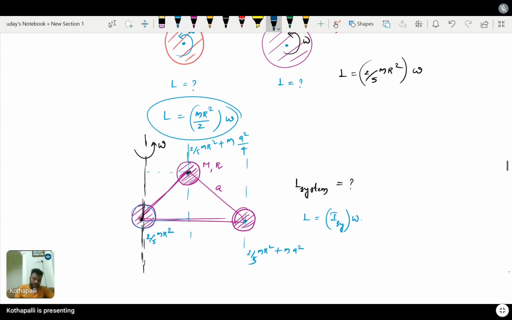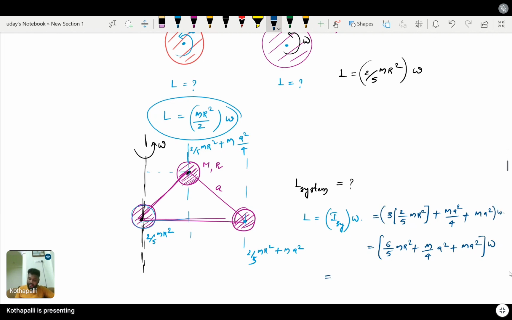a square. The total moment of inertia will be 2 by 5 mr square, 2 by 5 mr square, 2 by 5 mr square. How many times? 3 times 2 by 5 mr square, plus ma square by 4, plus ma square. Okay, so now it will be 6 by 5 mr square plus m by 4 a square plus m a square, into omega.